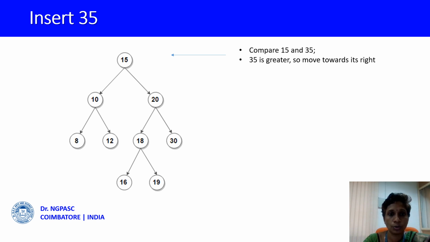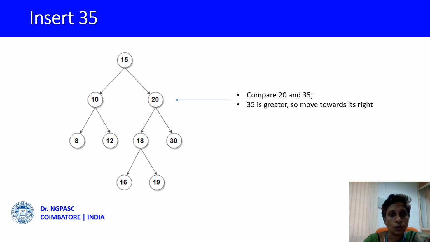35 is the element which you want to insert. Okay. So now we have to compare 15 and 35. 35 is greater than 15. So we have to move towards its right side. So moving towards its right, we are into the node 20.